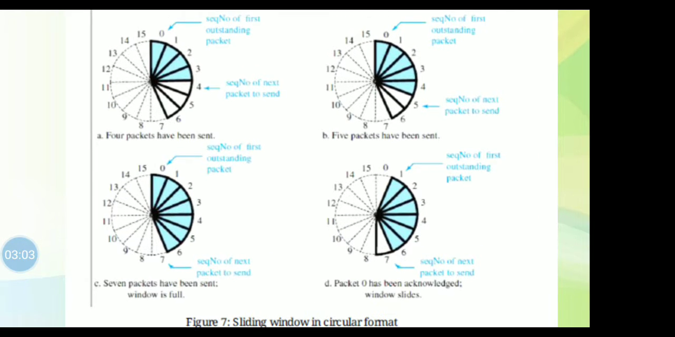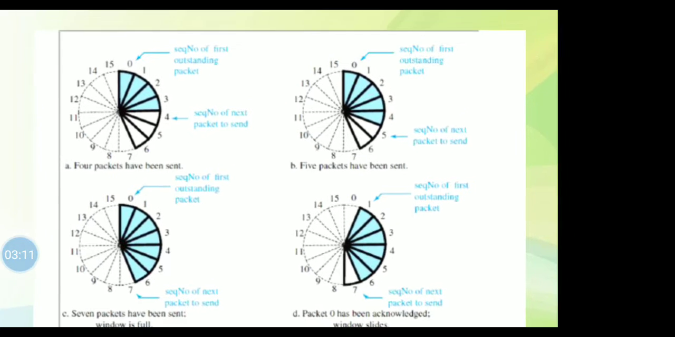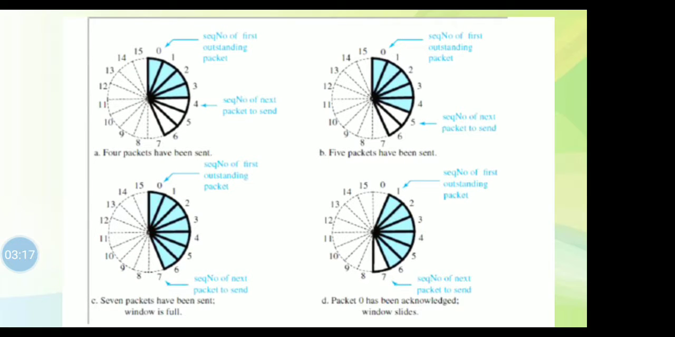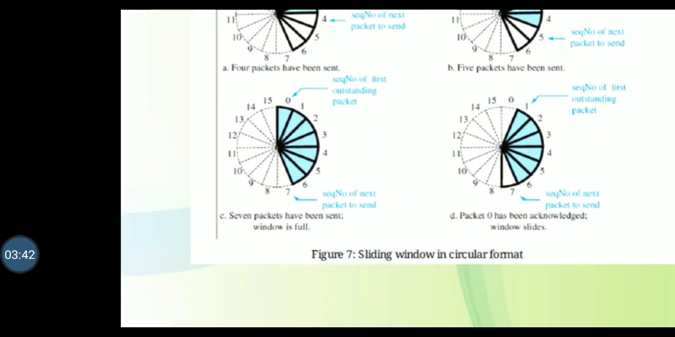You can see here the window is full when 7 packets have been sent in figure C. The size of the window is 7, so 7 packets have been sent and the window is full. Whatever this sliding window is, it is just an abstraction. The actual situation uses computer variables to hold the sequence numbers of the next packet to be sent and the last packet sent.